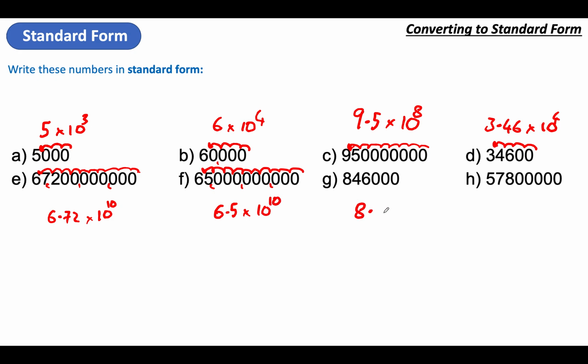This one should be 8.46 because those are my 3 digits. Times by 10 to the power of 1, 2, 3, 4, 5. Okay. And lastly, there's my digits. Put a decimal point after the first one. So 5.78 times by 10 to the power of 1, 2, 3, 4, 5, 6, 7. Tricky when there's no little comma separators, isn't it? But I hope you had a good go at those.